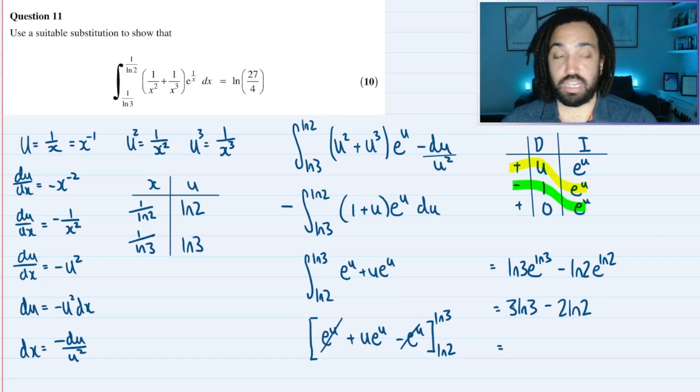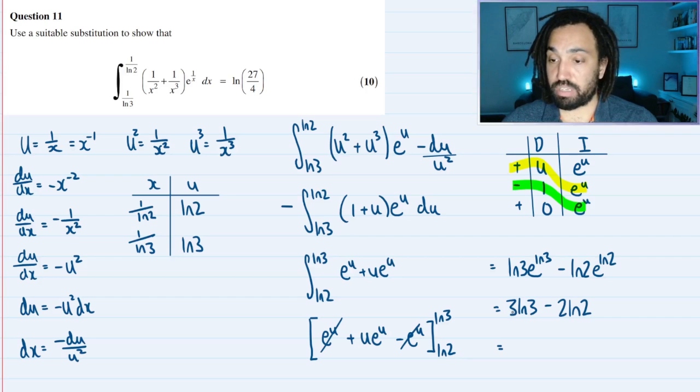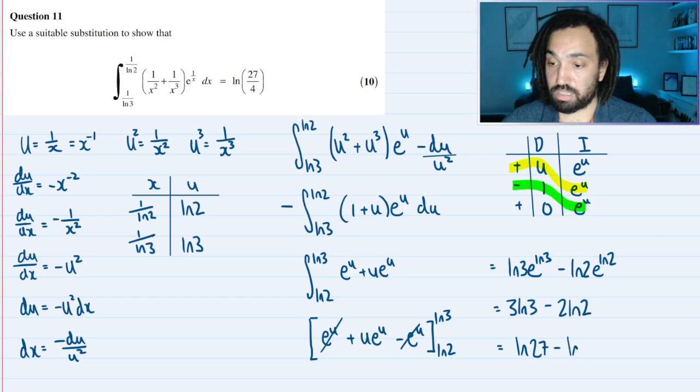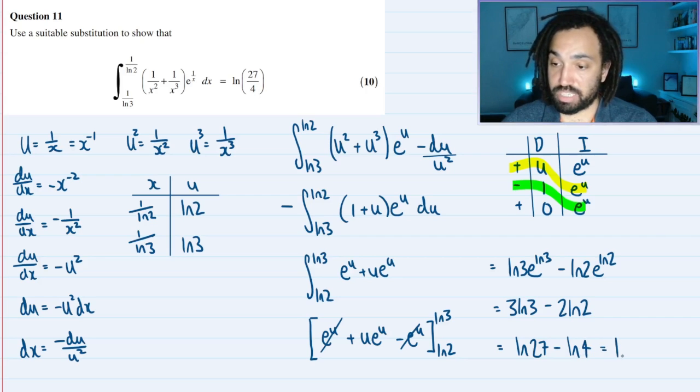Now we can take coefficients of a ln and raise that to the power of the input. So using our log rules, this is ln of 3 cubed, which is 27. And this is ln of 2 squared, which is 4. And then the final piece of ln rule is that when we subtract 2 lns, we can write it as their inputs divided by one another.